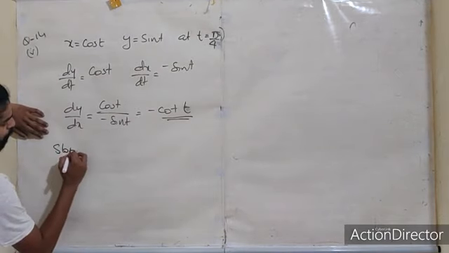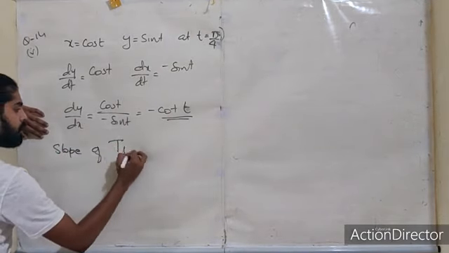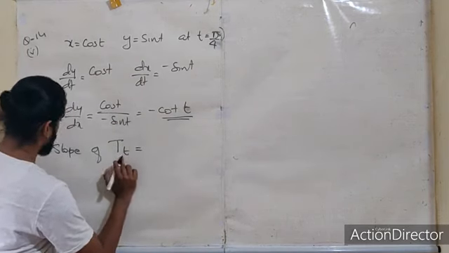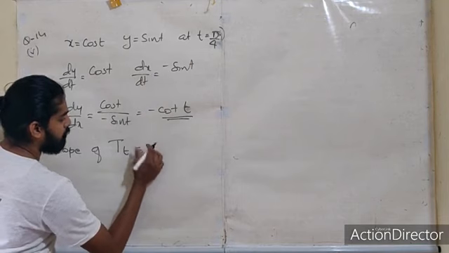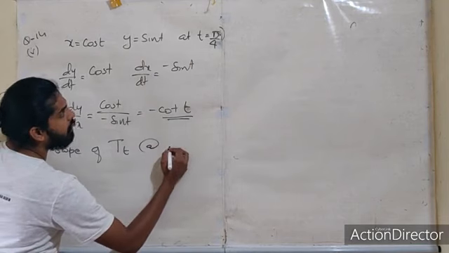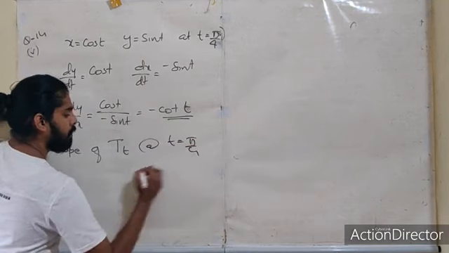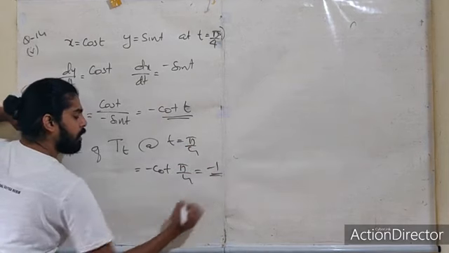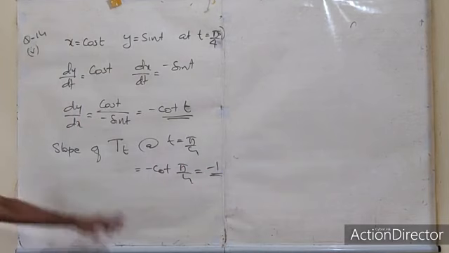Here, T means tangent. This is a shortcut, a short form of tangent. So slope of tangent at t equal to pi by 4 will be equal to negative cot pi by 4, which is equal to negative 1. So negative 1 is the slope of tangent.